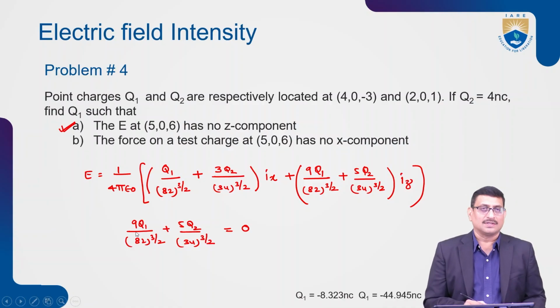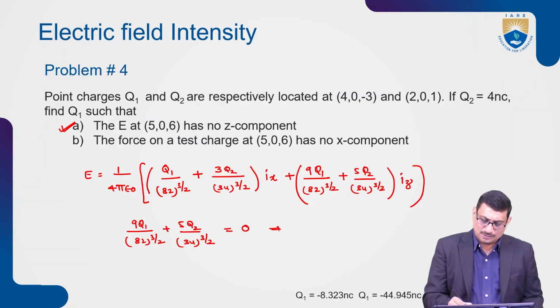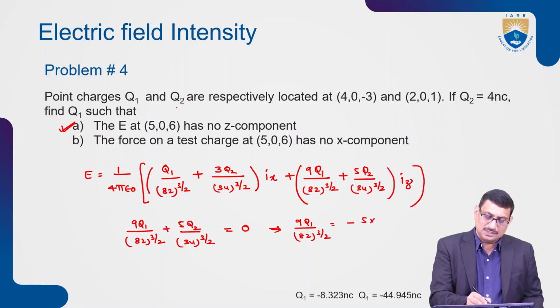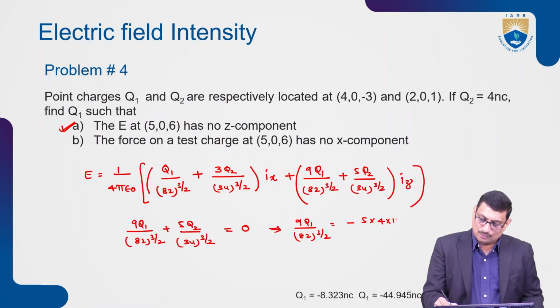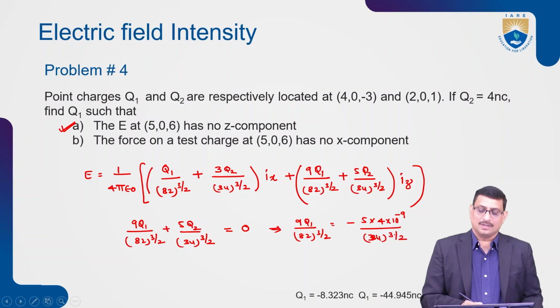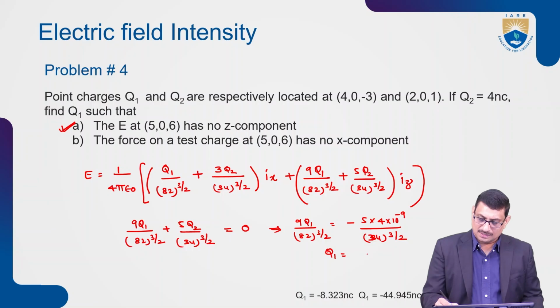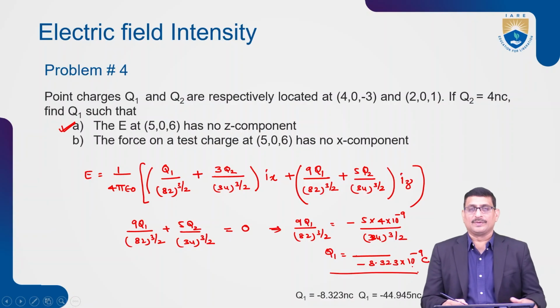Therefore, he is asking us to calculate Q1. So just solve this problem, where 9Q1 divided by 82 whole power of 3 by 2 equal to minus 5 into Q2, which is given. How much is Q2? Q2 is equal to 4 nanocoulombs, so 4 into 10 power minus 9 divided by 34 whole power of 3 by 2. If you solve this problem you will get Q1, which may be minus 8.323 into 10 power minus 9 coulombs. This is the answer for the first bit.